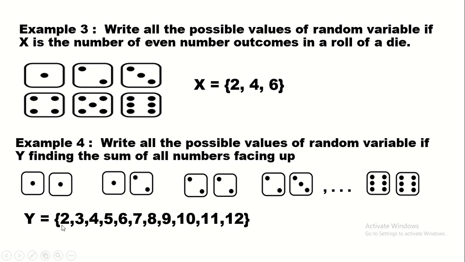Random variable y is equal to the quantity of 2, 3, 4, 5, 6, 7, 8, 9, 10, 11, and 12. So, ibig sabihin, 1 plus 1, that is 2. 1 plus 2, that is 3. 2 and 2, that is 4. Hanggang sa makarating tayo sa 6 plus 6, that is 12. Bakit walang 1? Dahil wala naman pong mukha ang die na 0. Hindi naman po pwedeng 0 and 1. So, nag-start tayo sa 1 and 1, that is 2. Ganito isusulat ang ating example number 4.